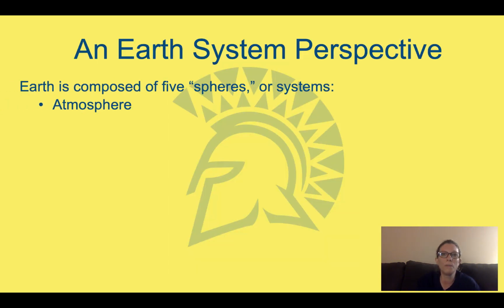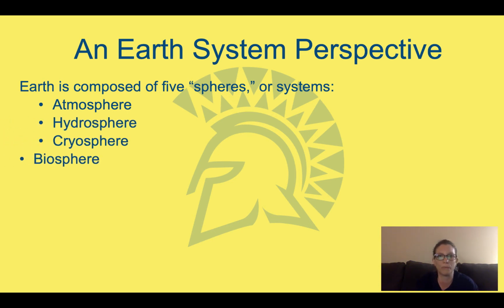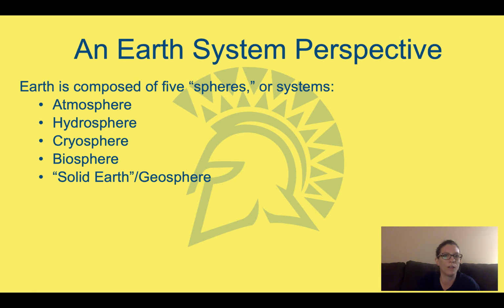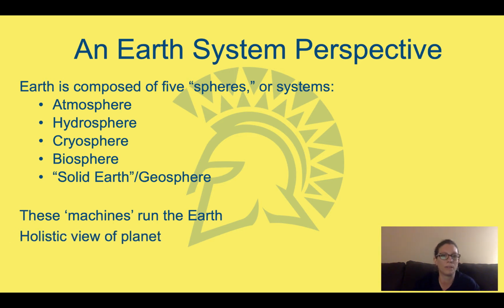So, first before we go through the carbon, we need to go through the 5 spheres of Earth, basically. This is going to be the atmosphere, the hydrosphere, the cryosphere, the biosphere, and then the geosphere, which is solid Earth. So these 5 spheres are the thing that makes up our planet, and they run the Earth, basically.